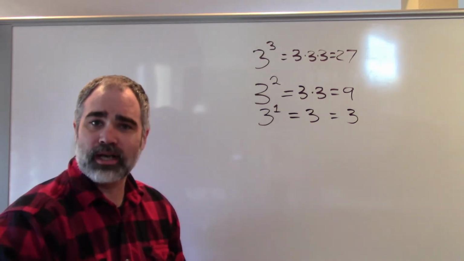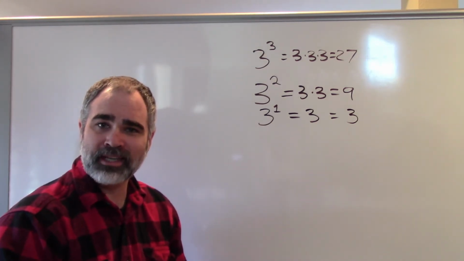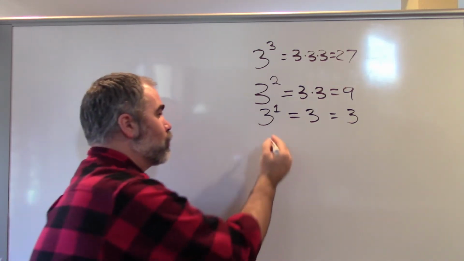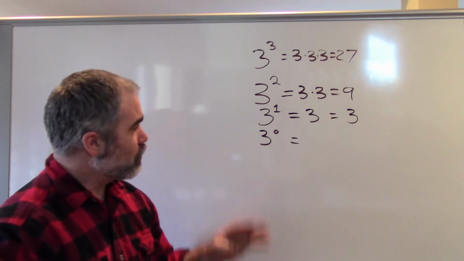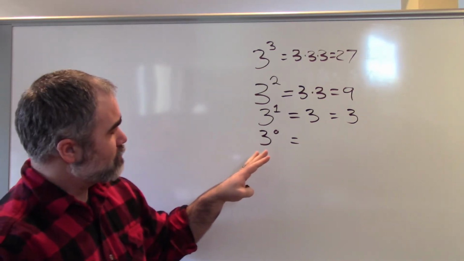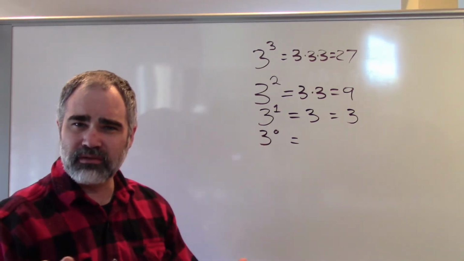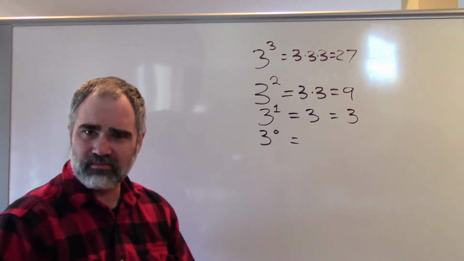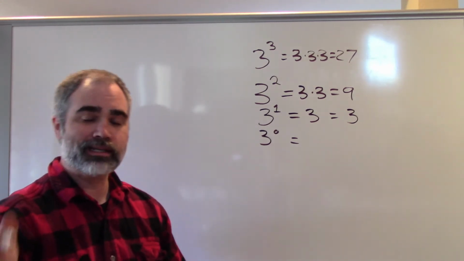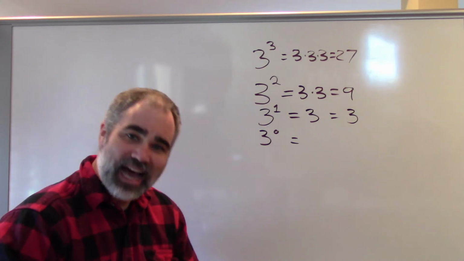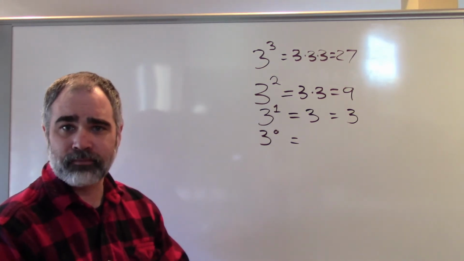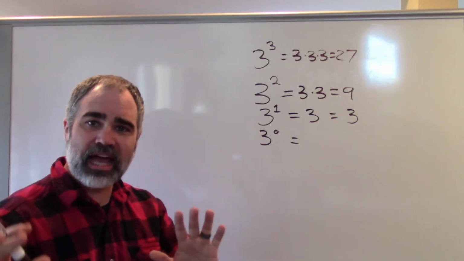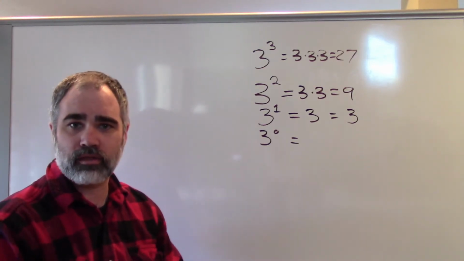Which brings us to our question of the video. What the heck is 3 to the 0 power? What happens if I go down 1 more on this chart? That's really a weird question because intuitively we would say, well, there's 0 3's, right? So is that 0? 3 to the 0 power is not 0. And I'm going to try to show you why here. What we're going to need to do is look at a pattern that's happening with our 3's.